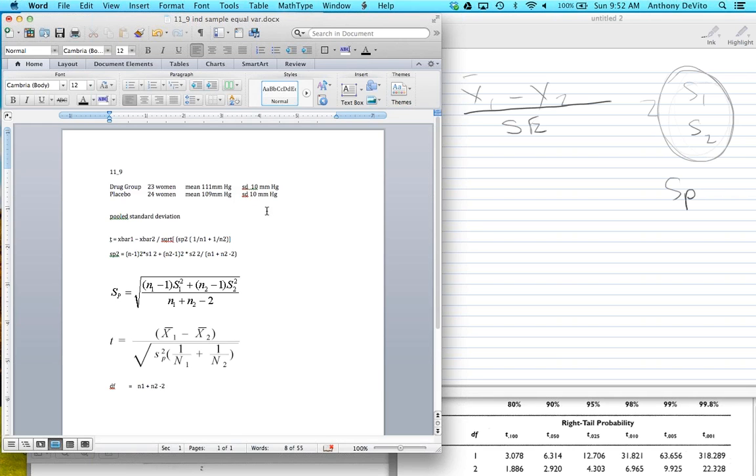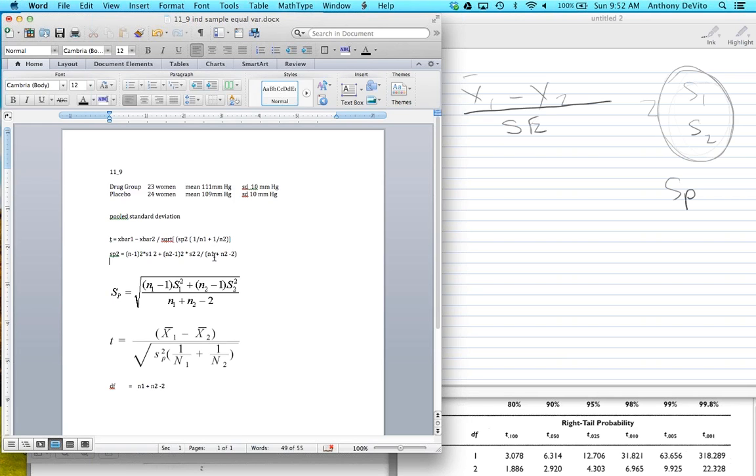9 and 7 would be fine. 10 and 15 would not be fine. You would not assume equal standard deviations for the two populations. Okay, so that would involve another formula. For our purposes, in this case, we're going to calculate the pooled standard deviation.